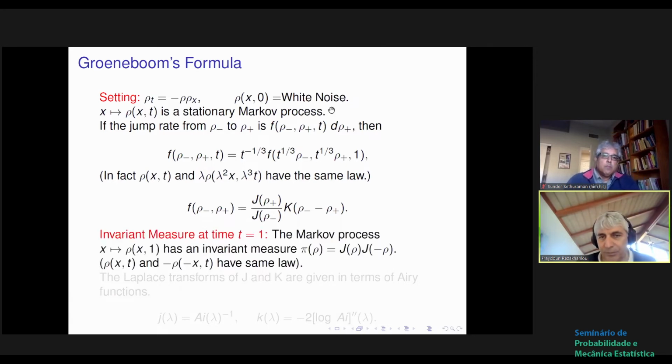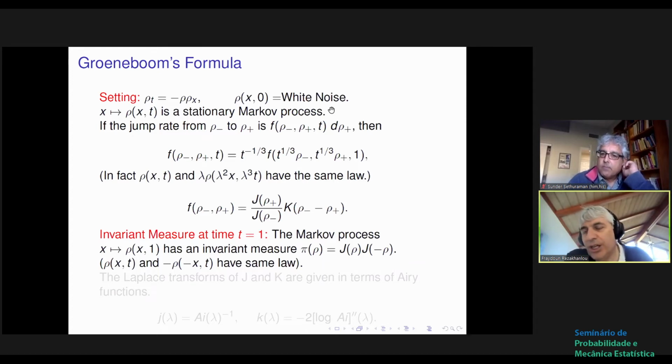And in fact, this stationary Markov process has an invariant measure that can be expressed in terms of the function J that appears in this kernel. The invariant measure would be the product of J(rho) and J(minus rho). Again, this may look very familiar when you study Markov chains and Markov processes and construct an invariant measure. This J(rho) is the eigenfunction of the kernel associated with this Markov process.